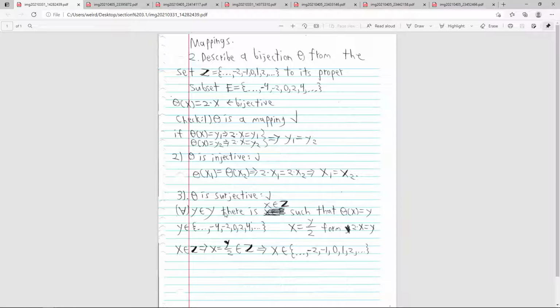For y in E, there is x in Z such that theta of x equals y. So y is in its set like before, and x equals y over 2 from the equation 2 times x equals y. So x in Z implies that x equals y over 2 is in Z. For example, negative 4 divided by 2 is negative 2, negative 2 divided by 2 is negative 1, 0 divided by 2 is 0, 2 divided by 2 is 1, and so on. So every element of the image is represented. It is surjective and injective, and therefore it's bijective.